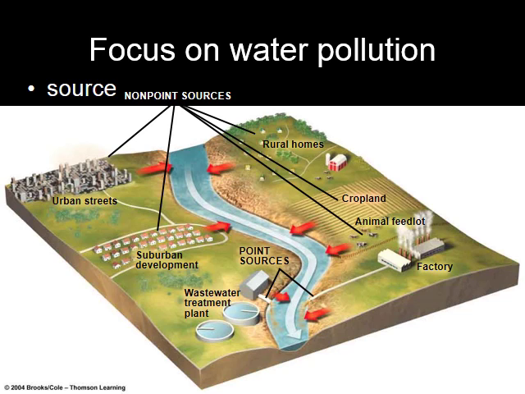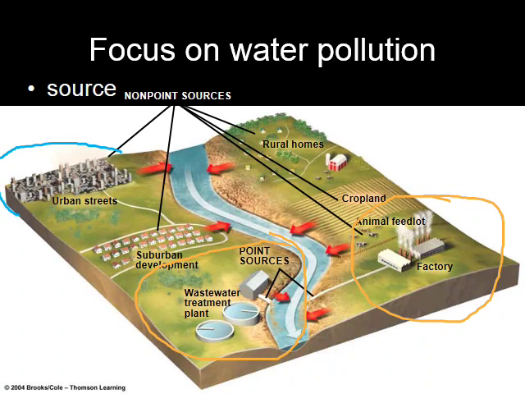We have the point source and the non-point sources. Point sources are those that are identifiable, materials that we can easily identify, like the waste treatment plant here and the factories. While the non-point sources are those that you cannot easily identify. You are aware that it produces pollutants, but when they produce the pollutants is quite difficult to identify.